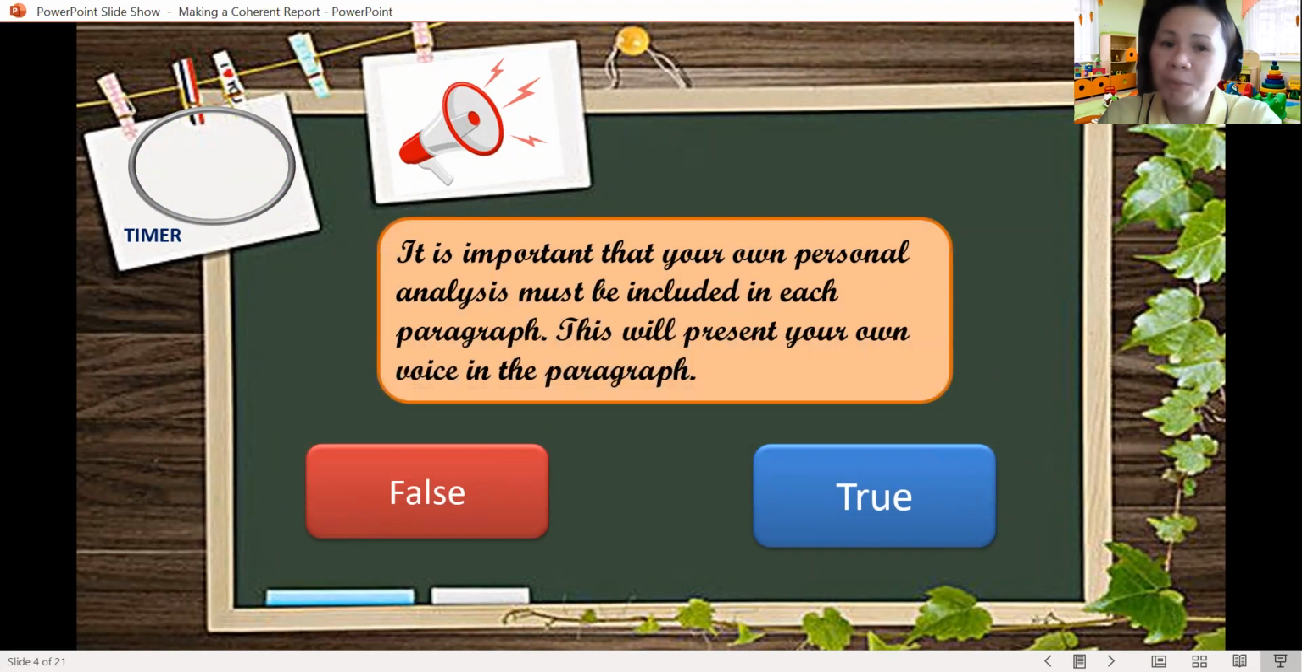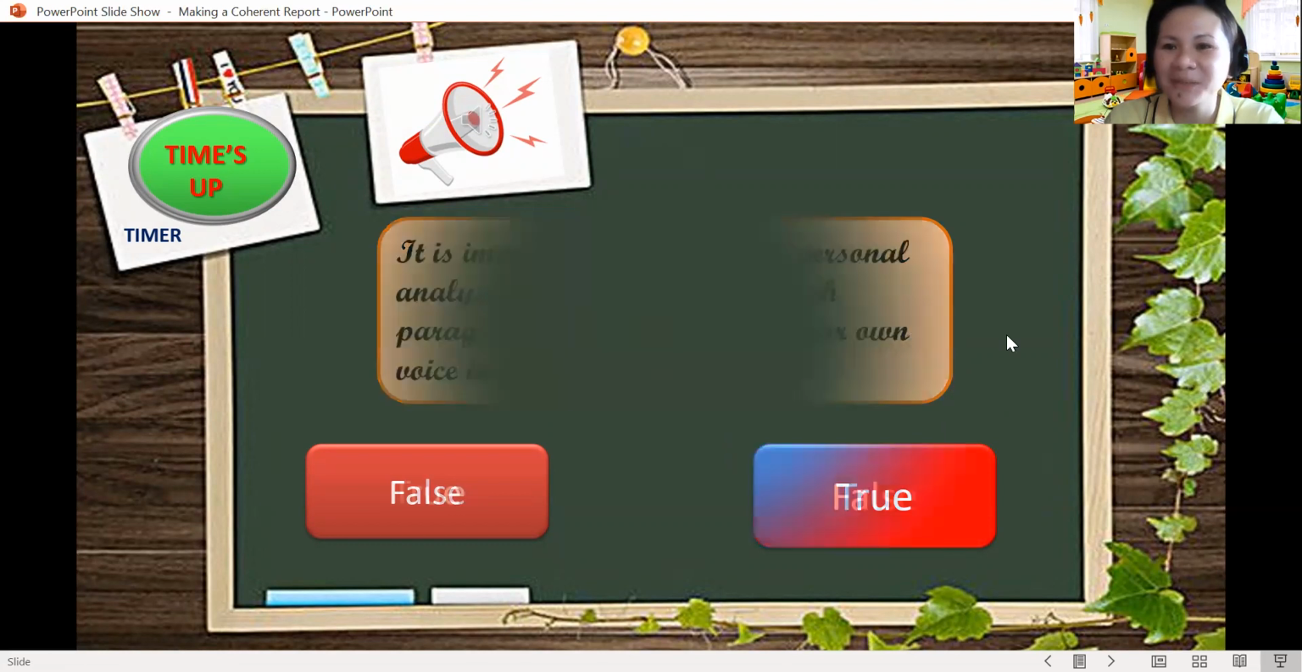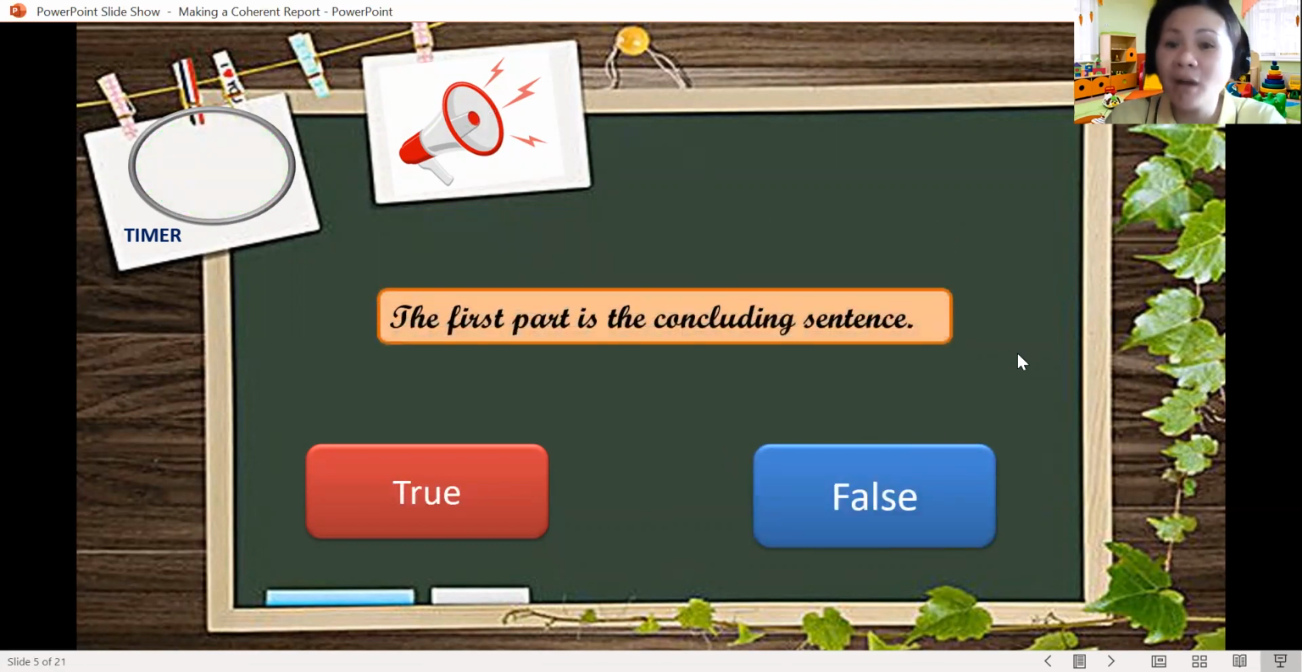It is important that your own personal analysis must be included in each paragraph. This will present your own voice in the paragraph. Is it true or false? All right, the answer is true. Very good. Let's go to the fourth sentence. The first part is the concluding sentence. Is this correct? Come to think of it. Time is up. What is your answer? Oh, yes, it is false. Very good. And now let's have the fifth statement.